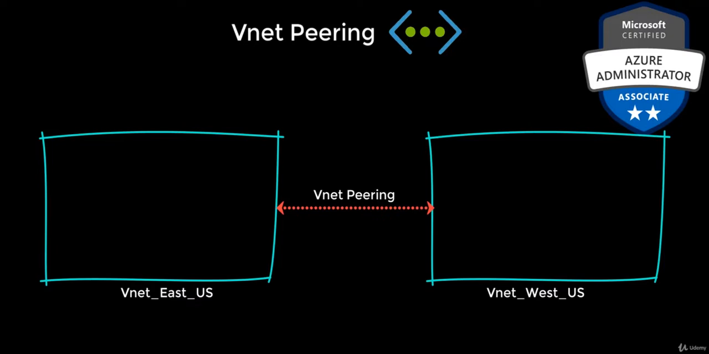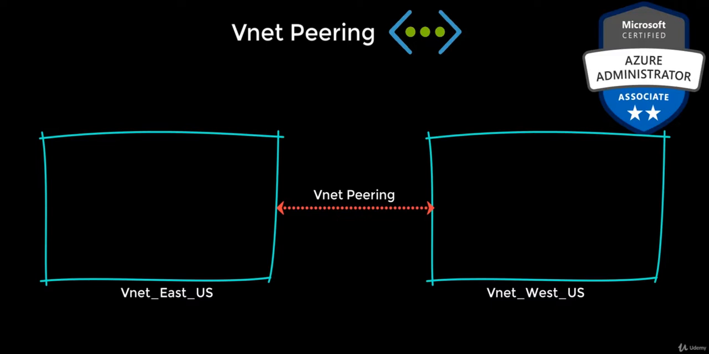Now there are two types of Vnet peering. One is regional Vnet peering, and the second one is global Vnet peering. So if you have Azure Vnets in the same region and you have completed a Vnet peering between the two, then it is regional Vnet peering.